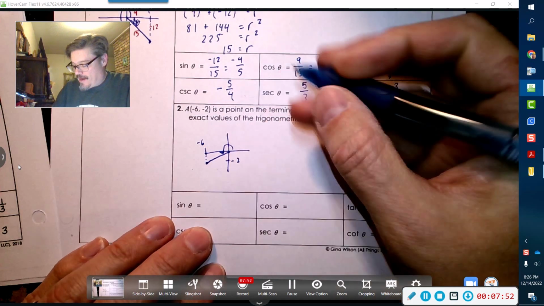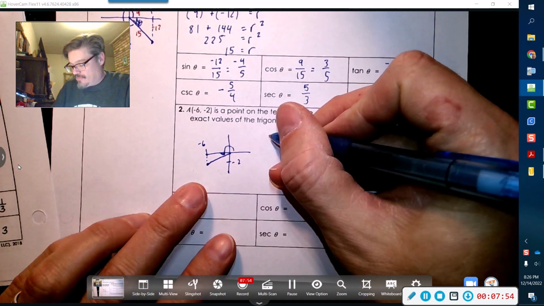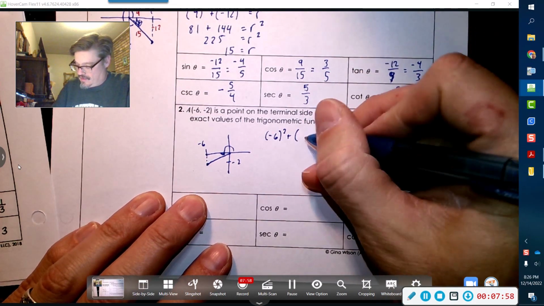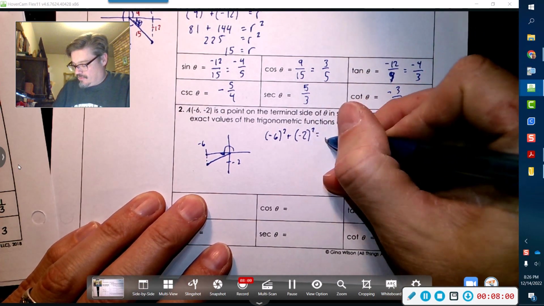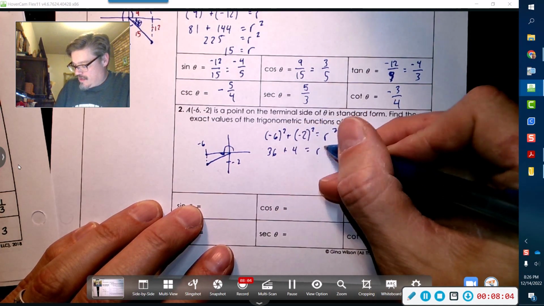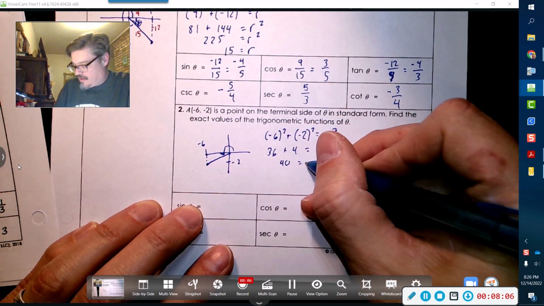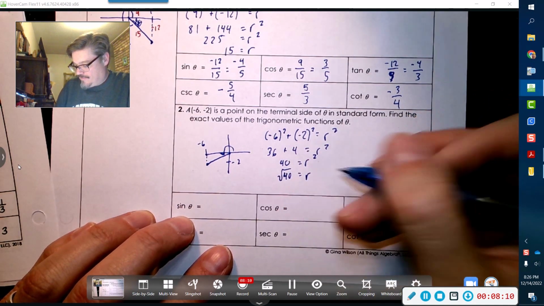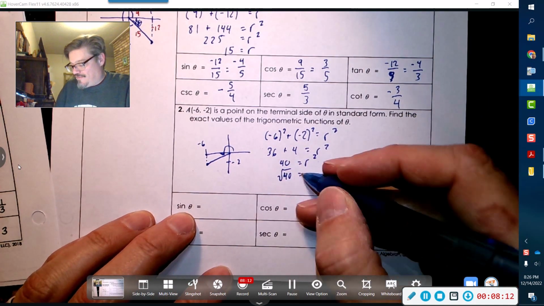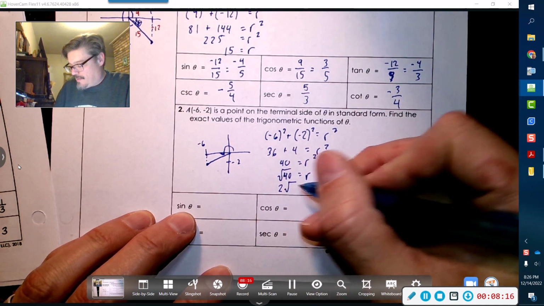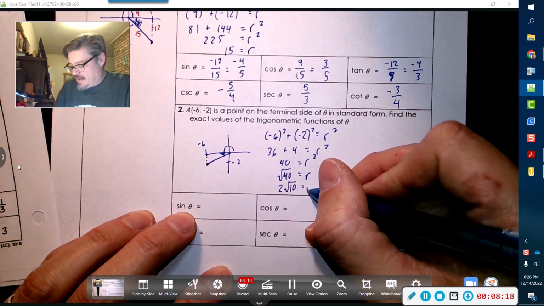Our hypotenuse is going to be negative 6 squared plus negative 2 squared equals r squared. That's 36 plus 4, r squared equals 40, so r is the square root of 40. I can take 4 times 10, the 2 can come out, and I'm left with radical 10. So that's the radius.